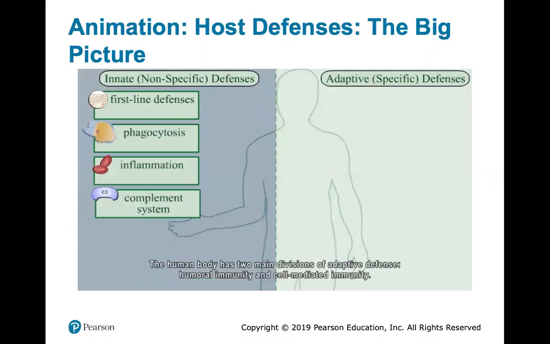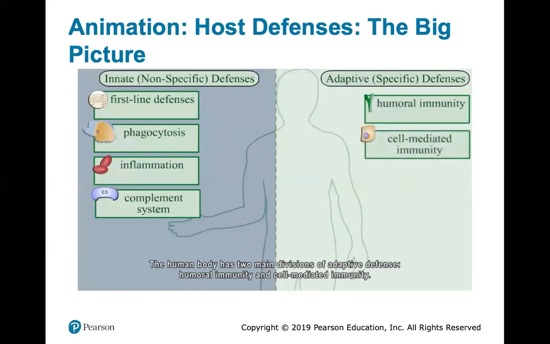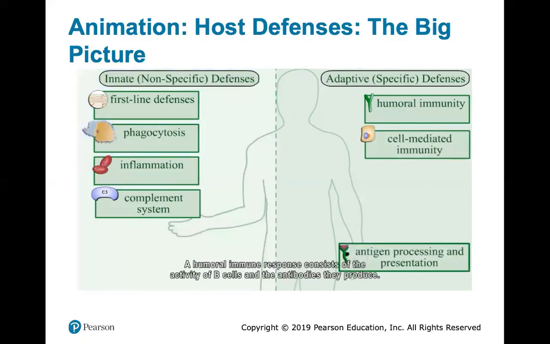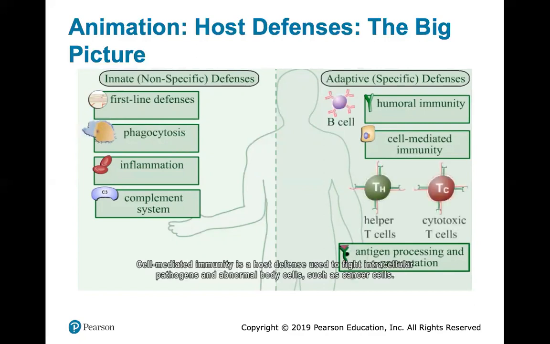The human body has two main divisions of adaptive defense: humoral immunity and cell mediated immunity. Antigen presenting cells aid in the activation of these defenses. A humoral immune response consists of the activity of B cells and the antibodies they produce. Cell mediated immunity is a host defense used to fight intracellular pathogens and abnormal body cells, such as cancer cells.